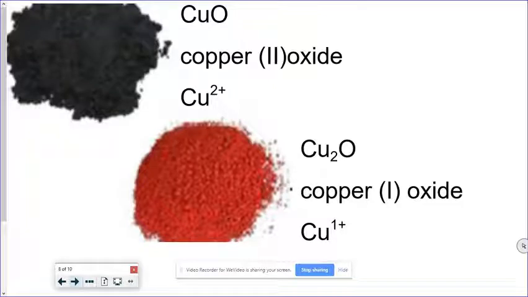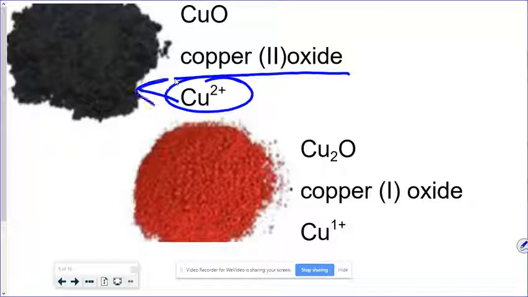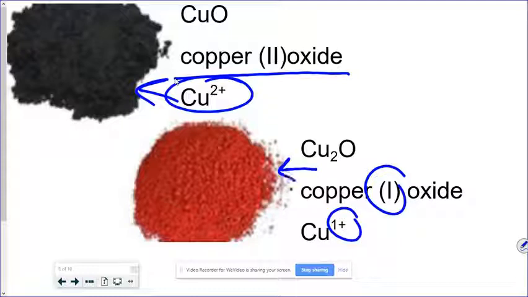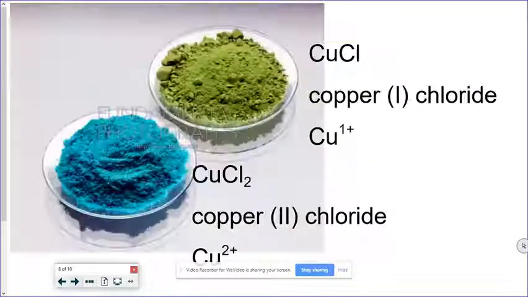This is just showing you the difference of electrons. So here we got copper 2 oxide, or copper 2 ions in it, and we get this black color. Here we have copper 1 ions, and we get a nice reddish color. So they look physically different, and they react chemically different. So the difference of electrons absolutely does make all the difference in the world when they react chemically.